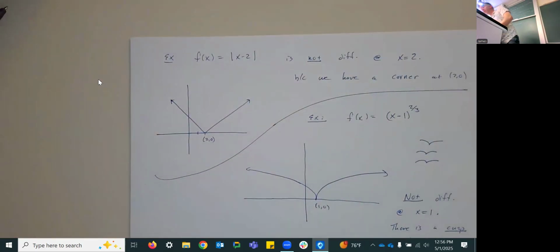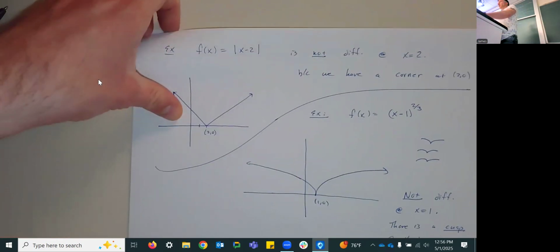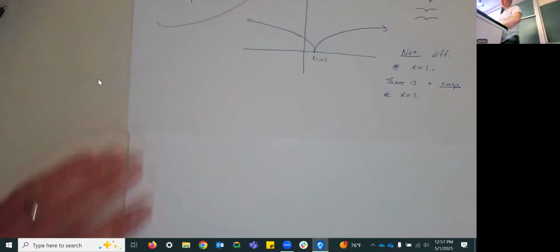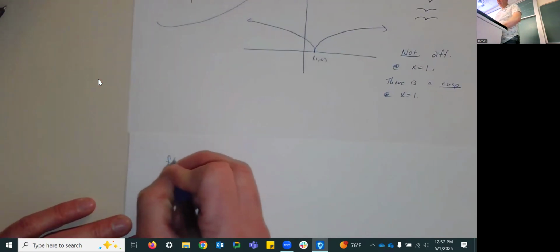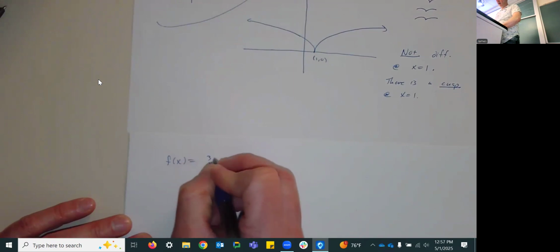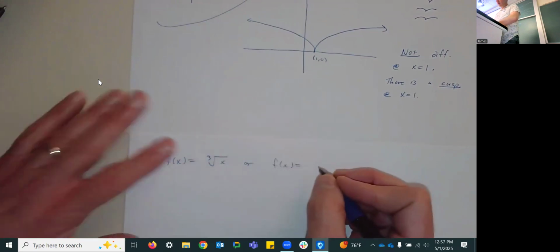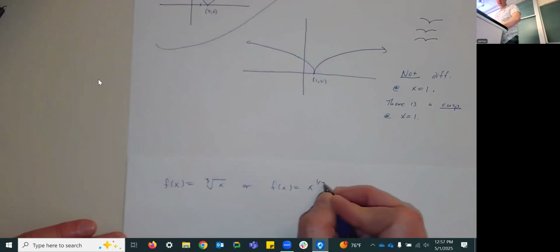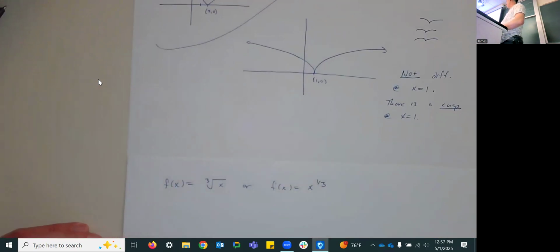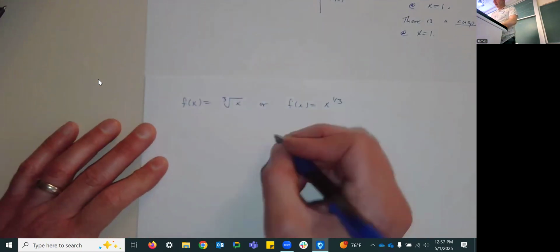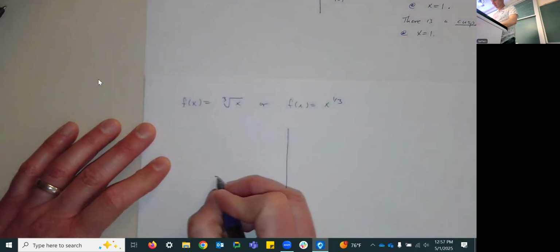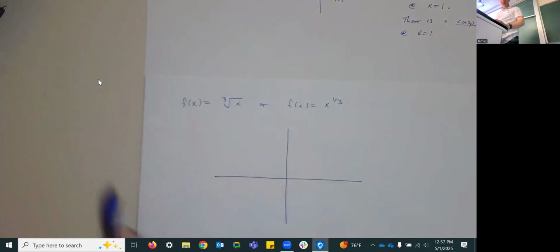there is one other way that your function can be continuous and still not differentiable, and it's kind of the weirdest way. The prototypical example for this is f of x equal to the cube root of x, or if you prefer, f of x equal to x to the 1/3 power. I'm going to do my best to draw this one. I'm always bad at drawing this one. So here we go.